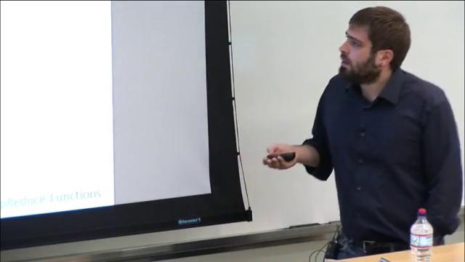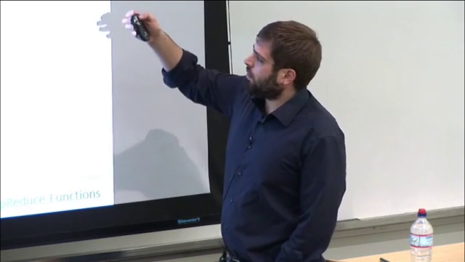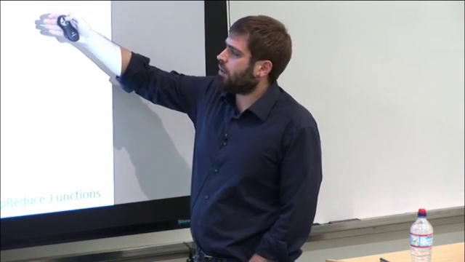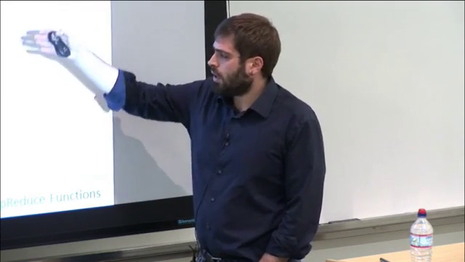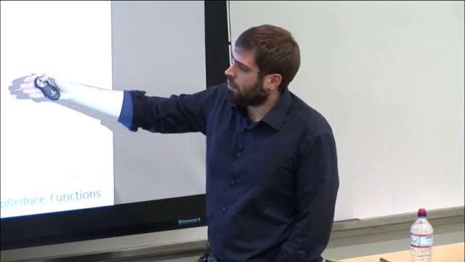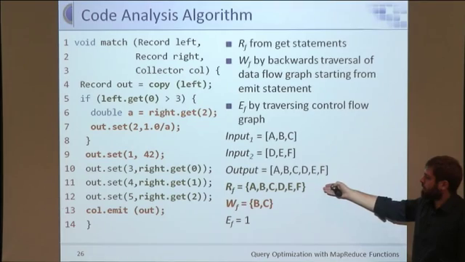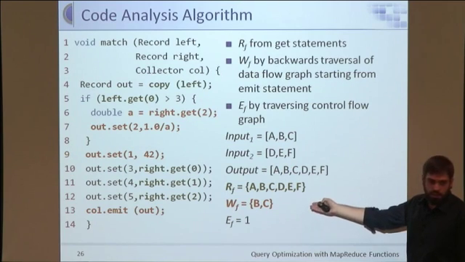So in this example, if I know that my input 1 had schema ABC and my input 2 had schema DEF, I can approximate the read set by the green statements here, and the write set by the orange statements.